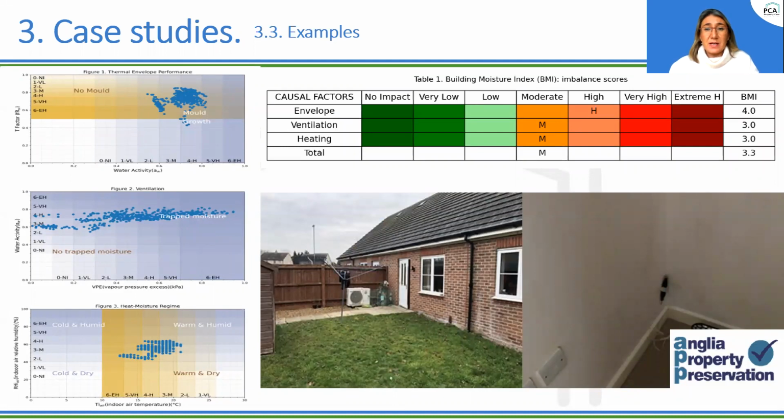In this house, what we have is a moderate moisture imbalance that is caused by high impact of the envelope, and then moderate ventilation and heating, which is a property that we need to look after because any changes on the causal factors like a lack of ventilation or a cool environment, air temperatures can increase the imbalance score. So we need to check how to improve these causal factors.